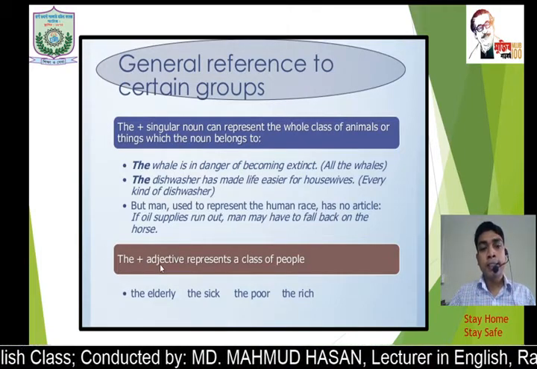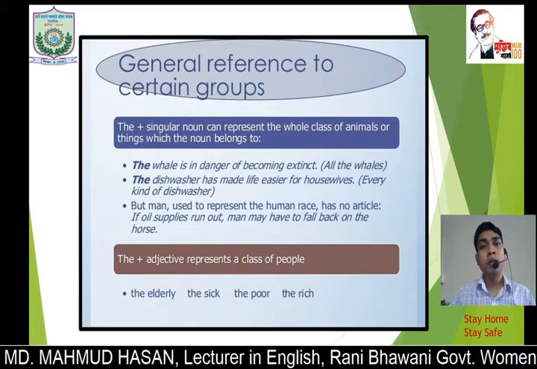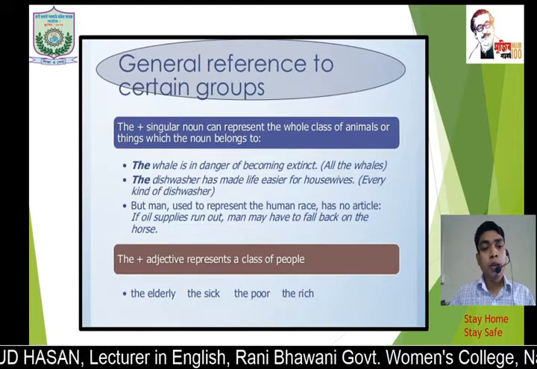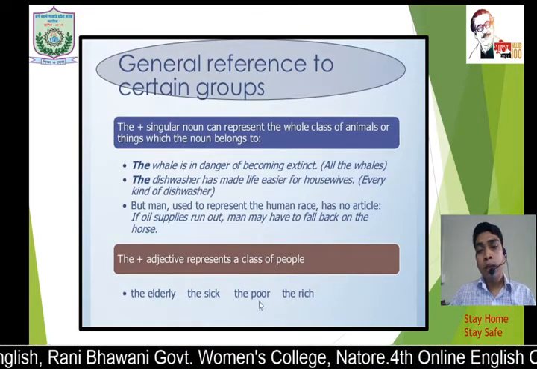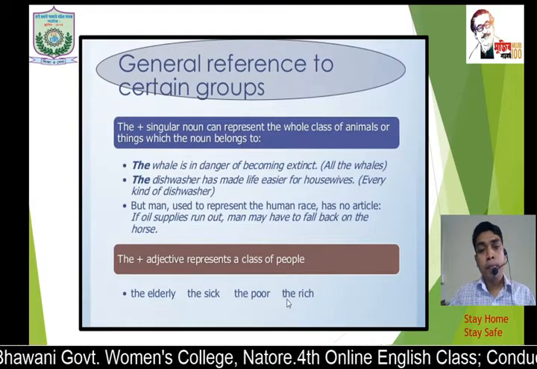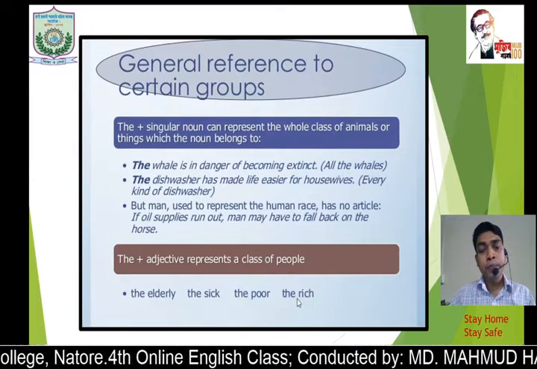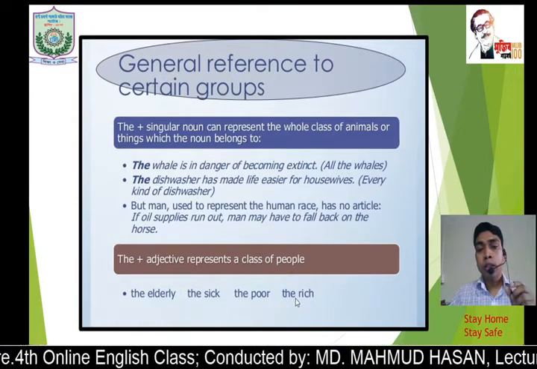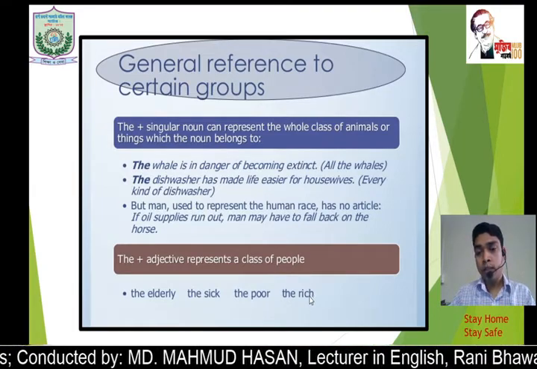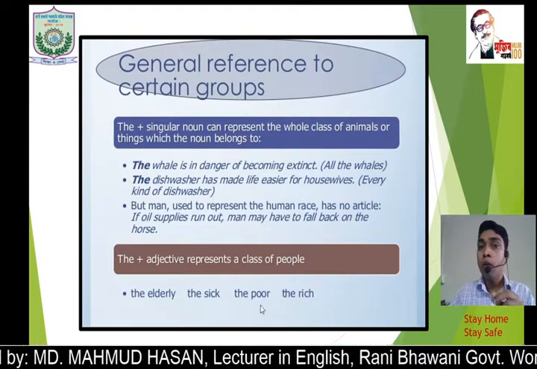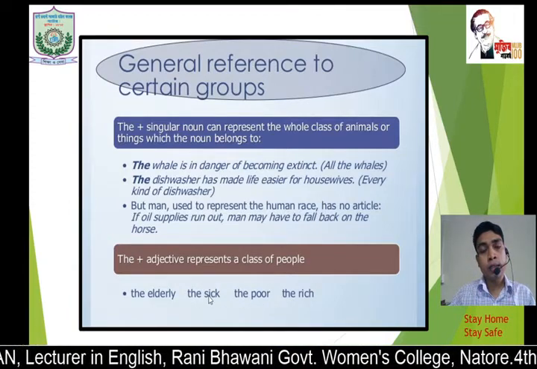The plus adjective represents a class of people. A class of people: the elderly, the sick, the poor, the rich. If we use the before an adjective, it shows that class of people. If we use the rich, all the rich. If we use the poor, all the poor. The sick.